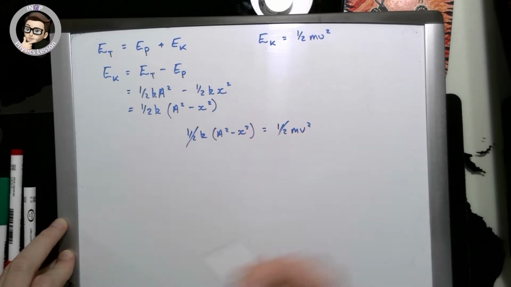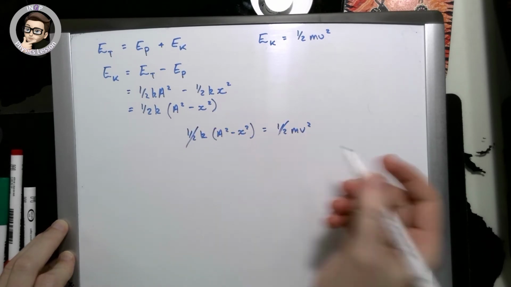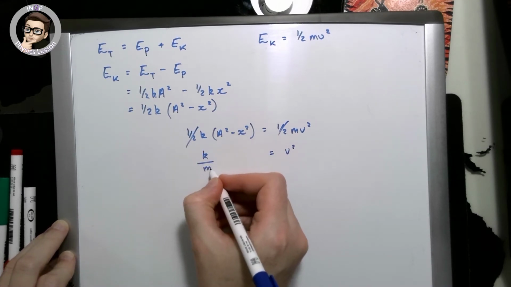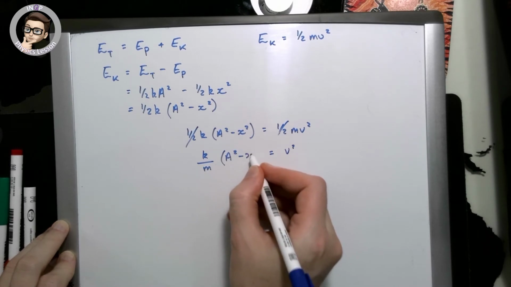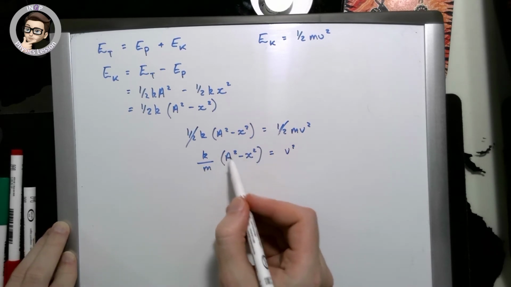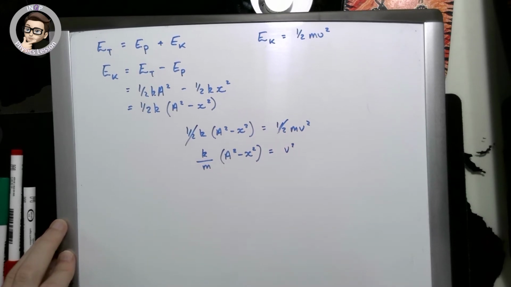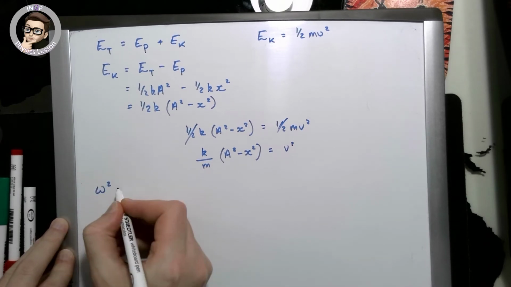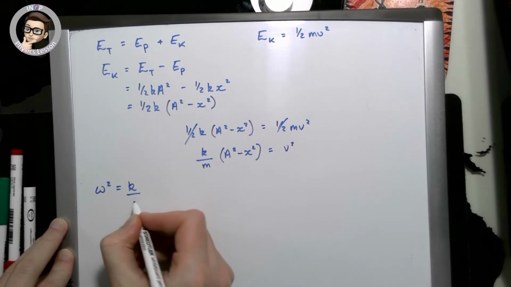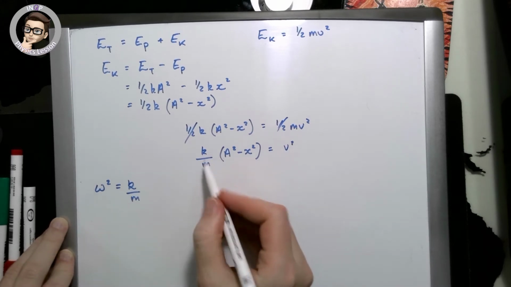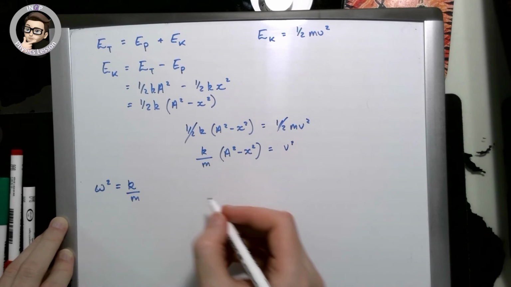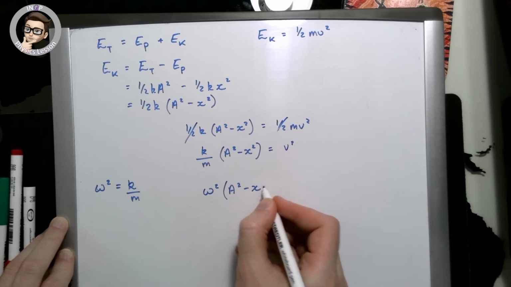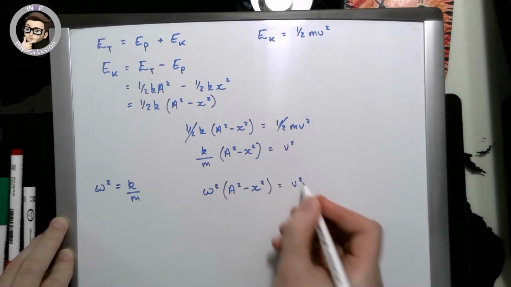I can cancel my halves, I know that, and I can equate this to v squared. So I've got k over m lots of (A squared minus x squared), so the difference in the amplitude squared minus the displacement squared. We also know that omega squared, this is where it all starts to come back together, is equal to k over m. So everywhere where we've got a k over m, we can now put an omega squared. So therefore I can say it's omega squared lots of (A squared minus x squared) is equal to v squared.